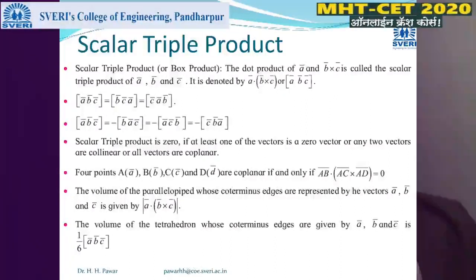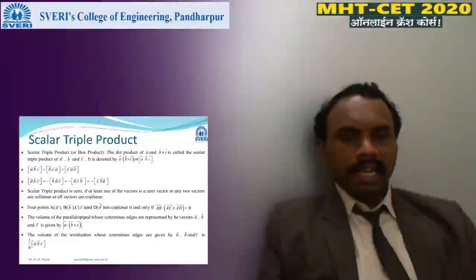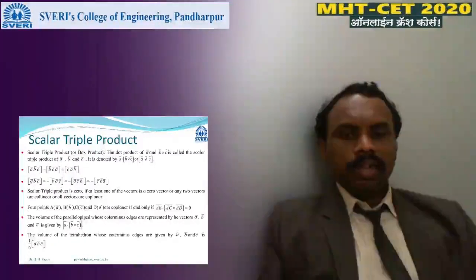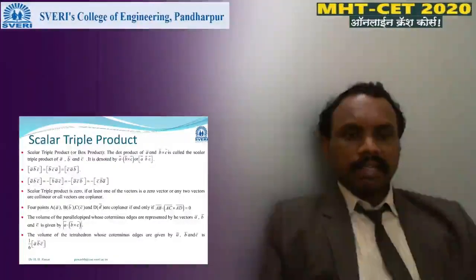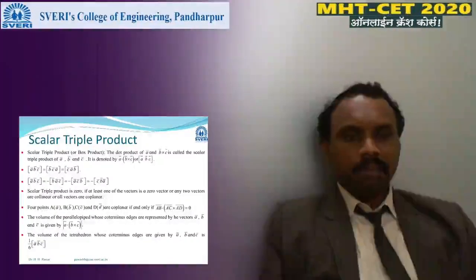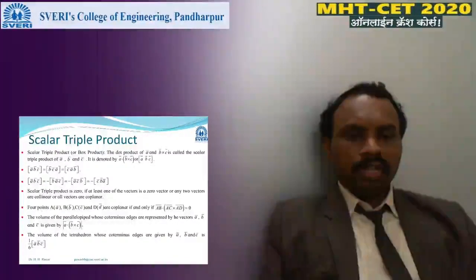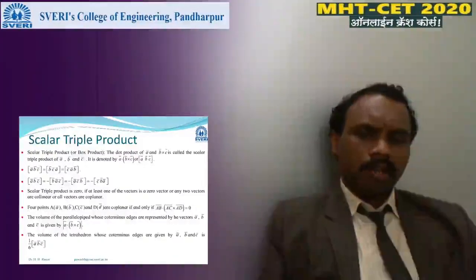Scalar triple product or box product is 0 if at least one of the vectors is a 0 vector, or any two vectors are collinear, or all vectors are coplanar. That is, if any vector is a 0 vector, then the scalar triple product is 0. If any two vectors are collinear, then the scalar triple product is 0. And if all vectors are coplanar, then also the box product is 0. This note is very important for MCQ.